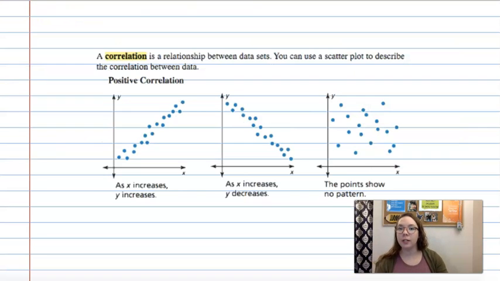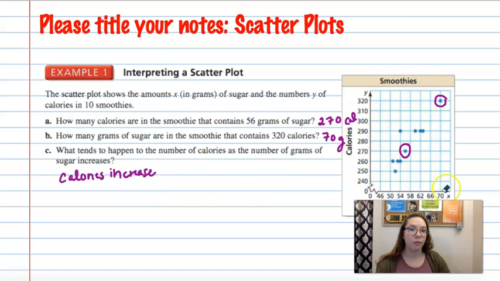So there are three different relationships, or what we call correlations, for scatter plots. So here it says a correlation is a relationship between the data sets. You can use a scatter plot to describe the correlation between data. And I should have mentioned this earlier, but I'm sure I mentioned it in class. I did post all of these graphs for you as a PDF. So if you want to annotate on top of them in something like Kami, you can, or you can print them out if you want to copy and paste them, cut and paste them into your notebook, anything like that.